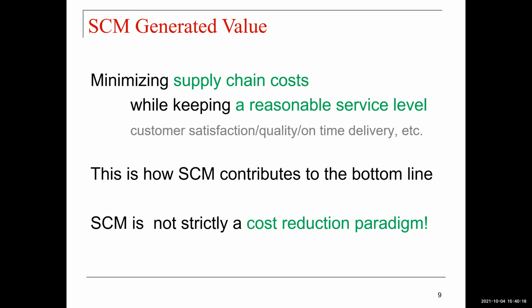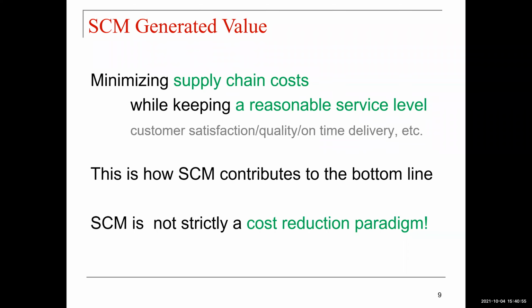So supply chain management generates value by minimizing supply chain costs while keeping a reasonable service level. That's the goal. We want to keep the cost down, and we want to have our customers happy. That's the balance, that's the trade-off that you want to achieve. Customer satisfaction comes in terms of delivering the product on time, providing good quality, and the customer being happy with the product that is received. This is how supply chain management contributes to the bottom line.